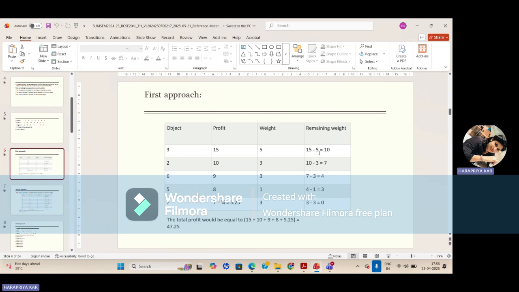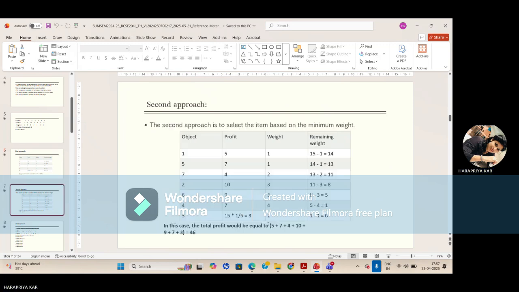So the output is 47.25. Okay, so next, the second approach is to select the item based on the minimum weight. Minimum weight means the object with minimum weight. What is the minimum weight? Object one.